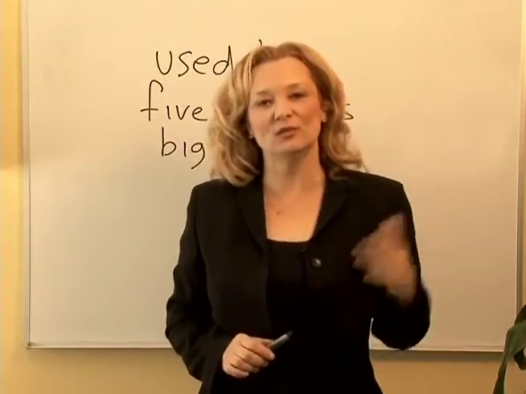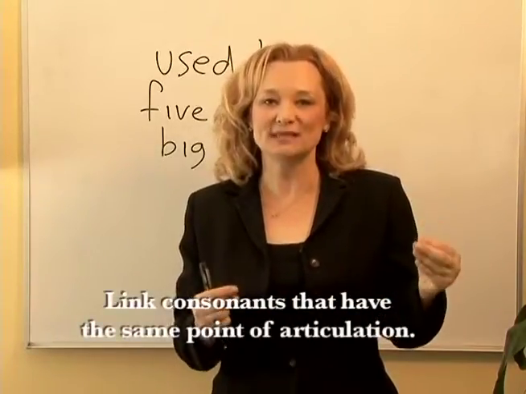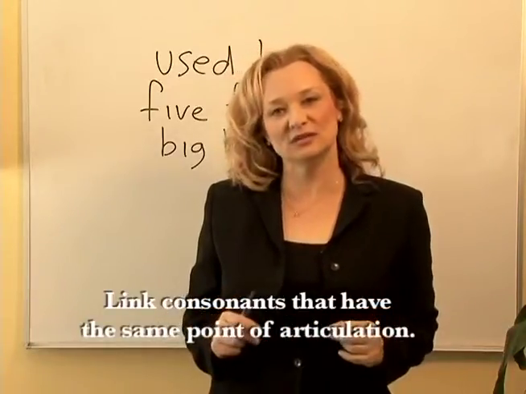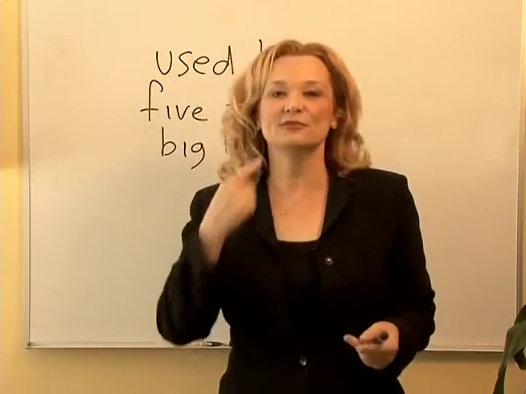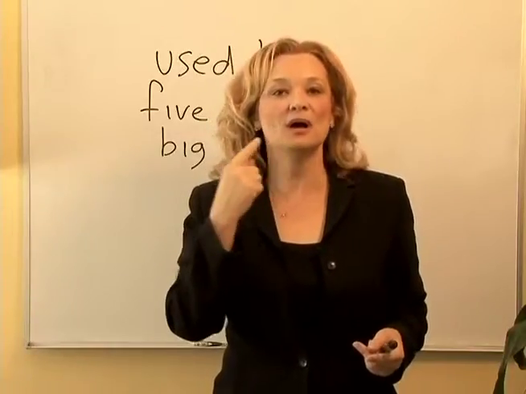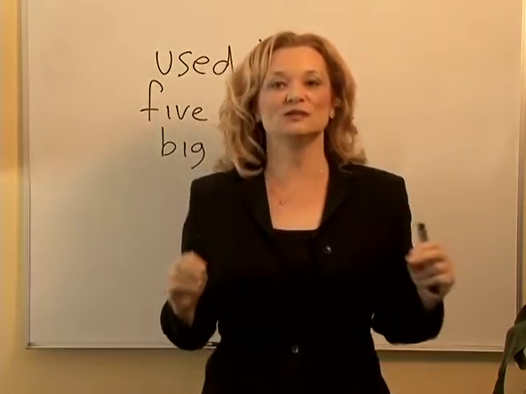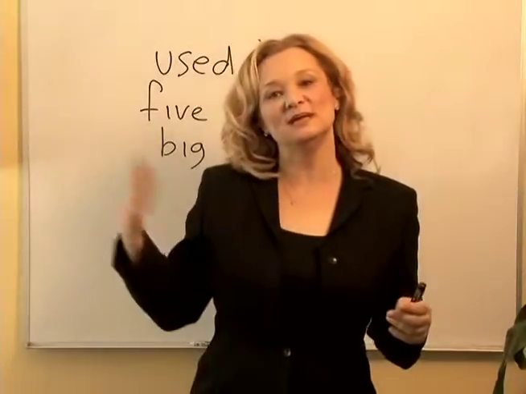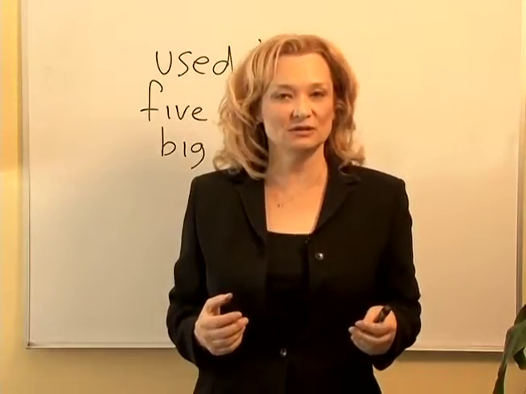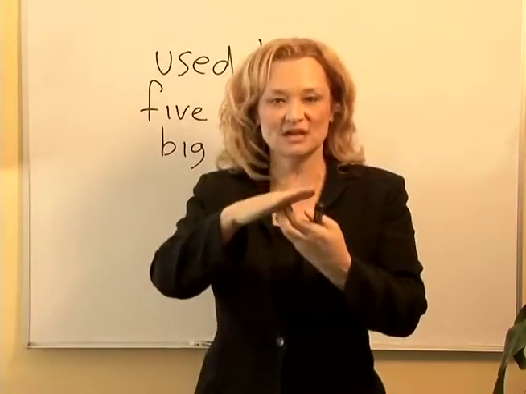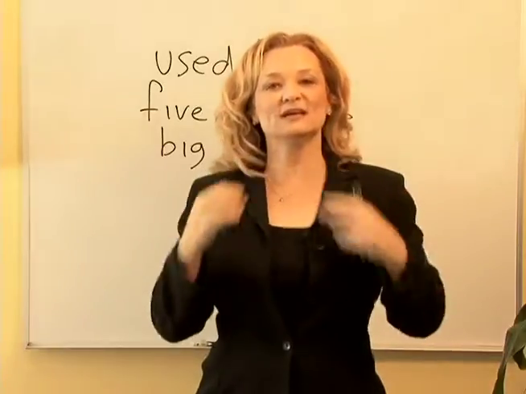The second rule of linking one consonant to another consonant is that we link consonants that have the same point of articulation. The point of articulation means the point of contact that is made for you to produce sounds. For example, P and B have the same point of articulation because both of them require the lips to close, P, B. Another example would be T and D. They also have the same point of articulation because in both cases, the tongue is touching directly behind the teeth, T, D.